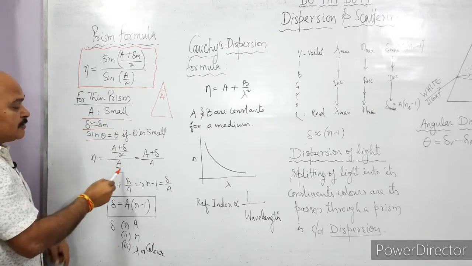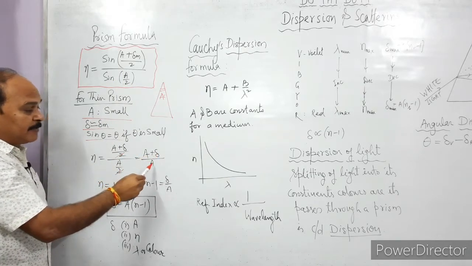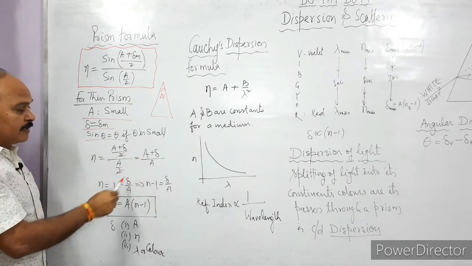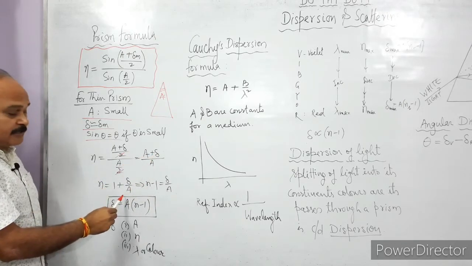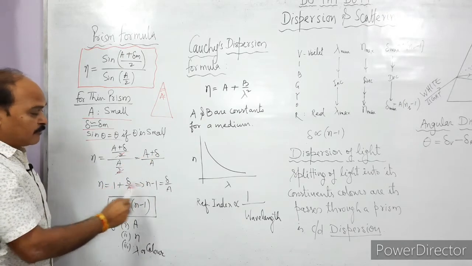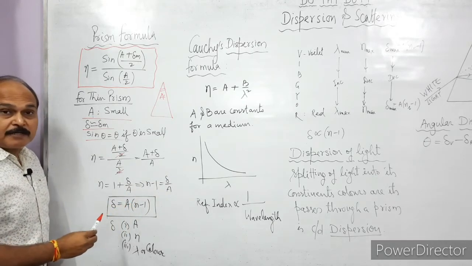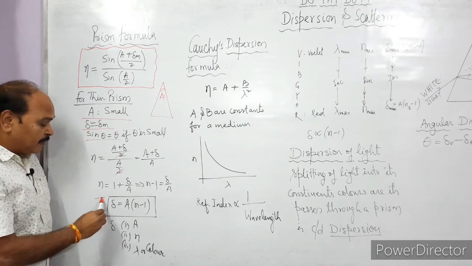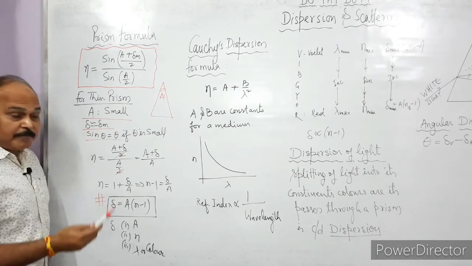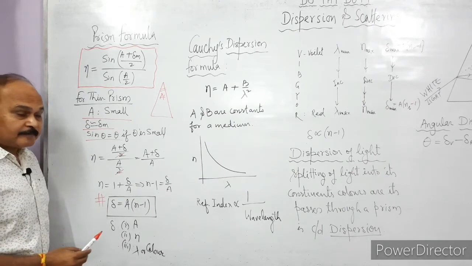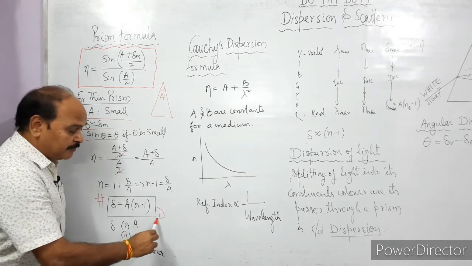Well, this 2 cancels out, we get (A plus delta) by A. A upon A is 1, delta by A is as it is. n minus 1 is equal to delta by A, that means delta is equal to A times (n minus 1). Children, this is the formula for deviation produced by a prism. Very, very important formula.